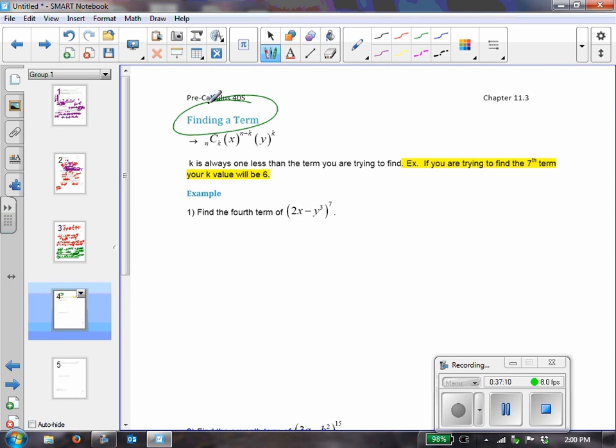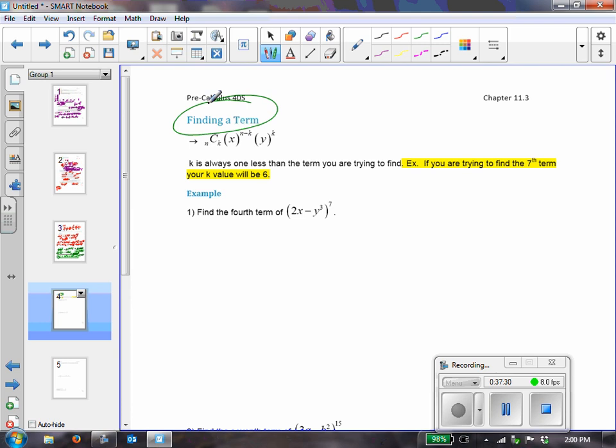So we're finding the 4th term of this binomial expansion. We are not going to waste our time expanding the first 7 terms. We're going to go right to the 7th term. You understand what I'm asking? The difference between what we just did? Okay, so find the 4th term of this.